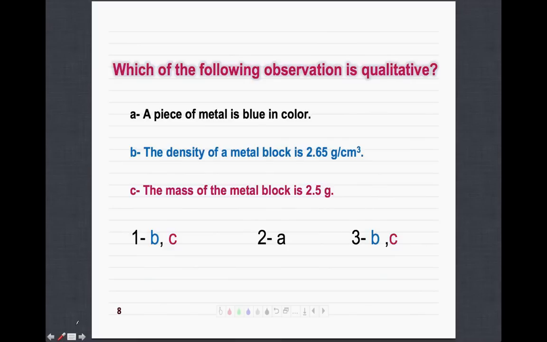So, which of the following observations is qualitative? You can talk to each other. You still have some time. I'm going to stop it at 2 minutes.